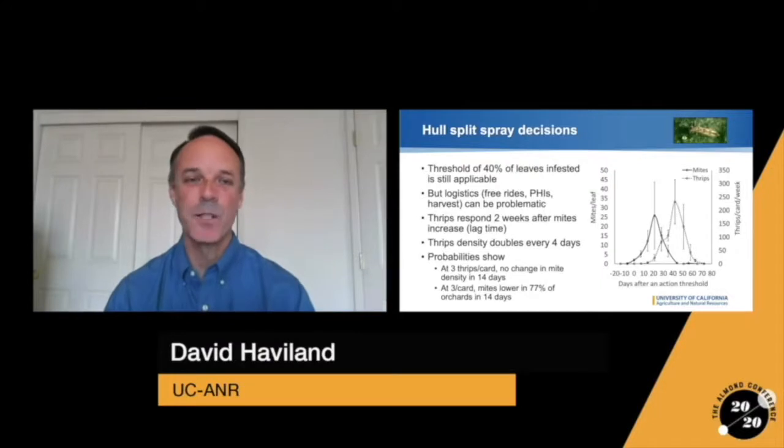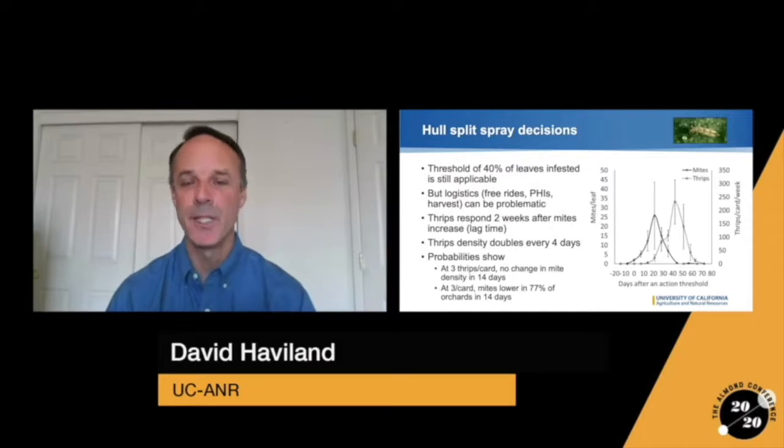Okay, so here's what I want to say with that. The black line on the chart is the mites, the dotted line on the chart is the thrips. We see this pattern over and over and over again, and there's about a 2-week lag time. That thrips population doubles every 4 days. So in order to give you a simplified model, because we know you're not going to be counting all the thrips on the cards and all the mites on the leaves in the middle of hull split, okay, not possible.